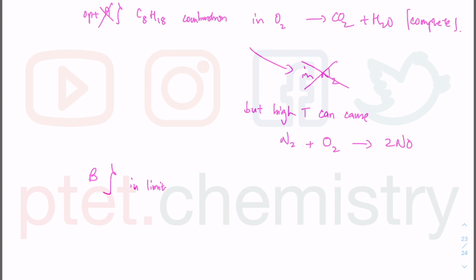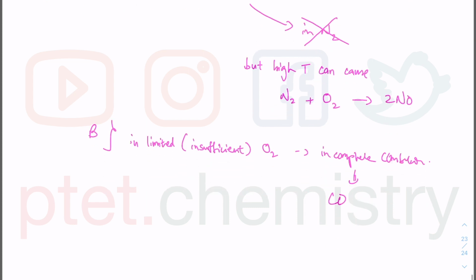Limited means not enough, or what we say insufficient. So we are going to get incomplete combustion. And when you get incomplete combustion, you are going to get carbon monoxide. But carbon monoxide has a toxic effect on hemoglobin. It doesn't oxidize the SO2 to SO3. For that, you need the NO2.